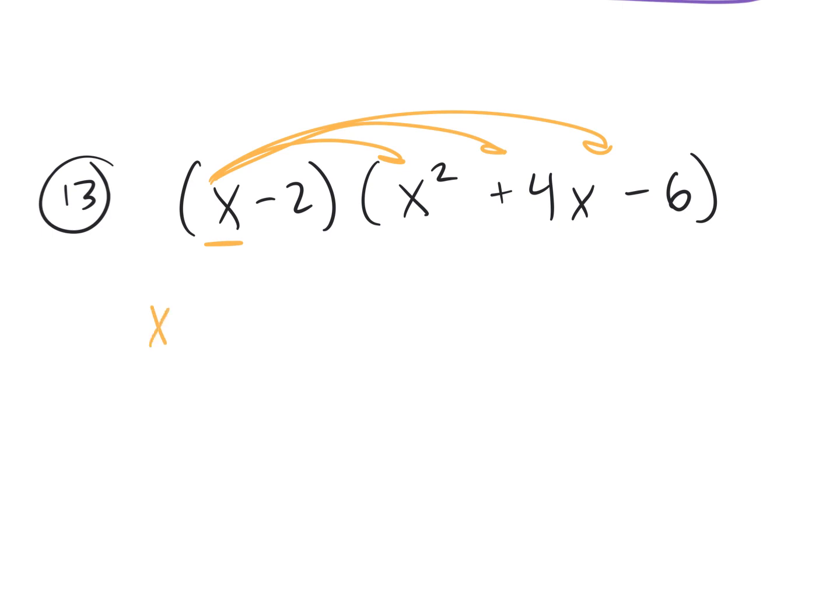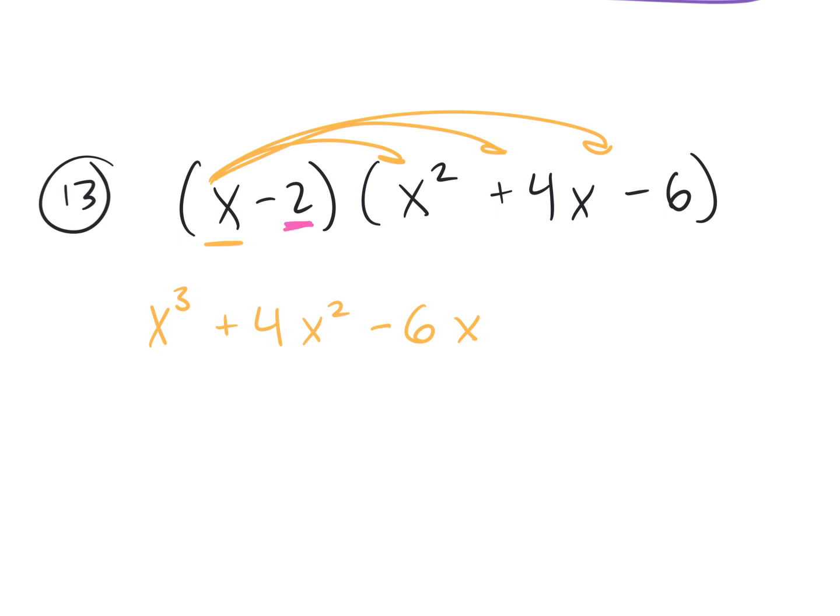So what's x times x squared? x to the third power. What's x times 4x? 4x squared, awesome. And then what's x times negative 6? Negative 6x. So just make sure everything in the first parentheses gets multiplied to everything in the second.